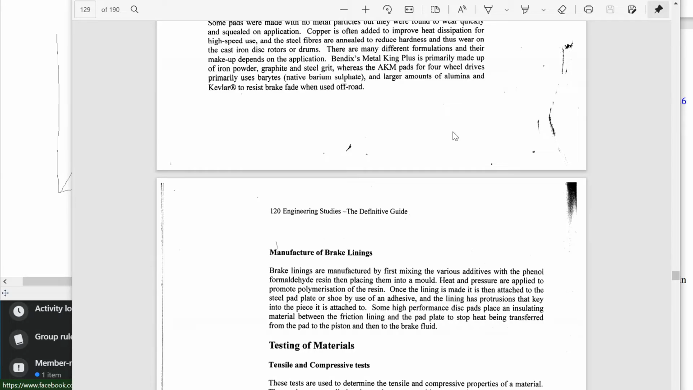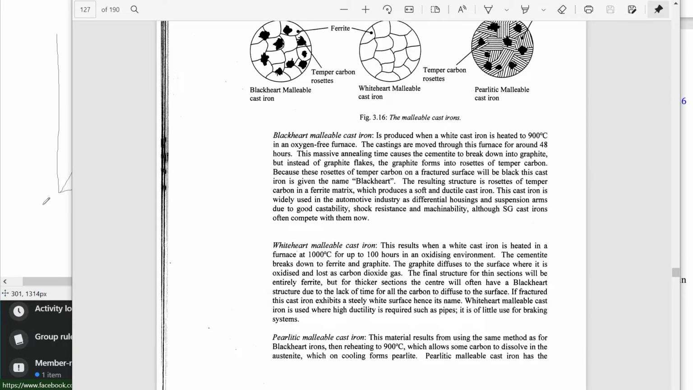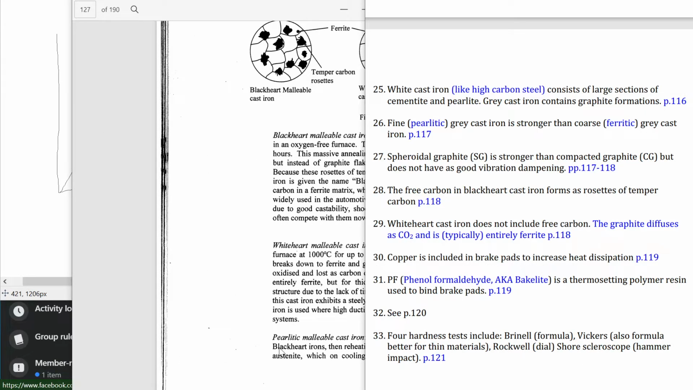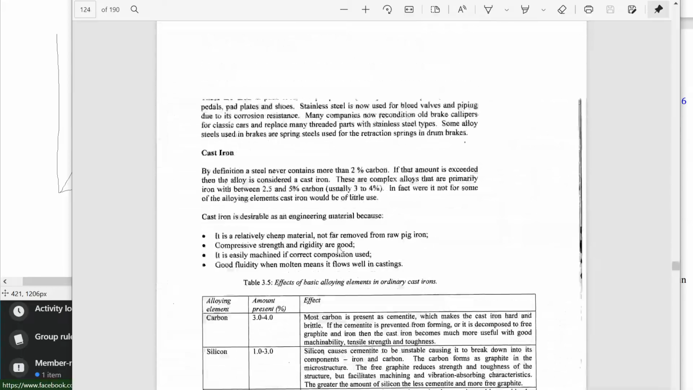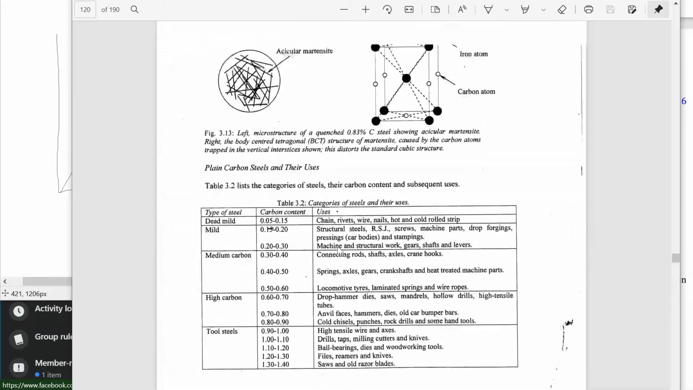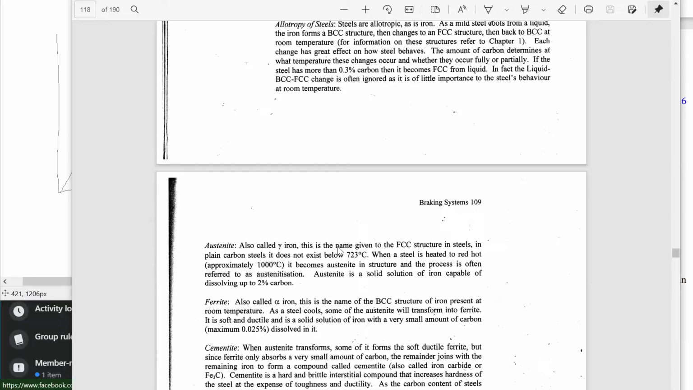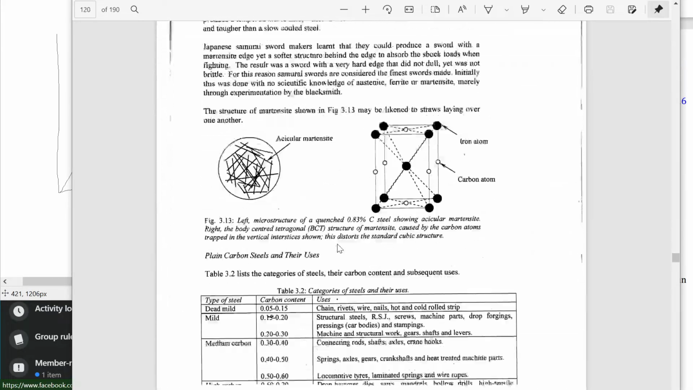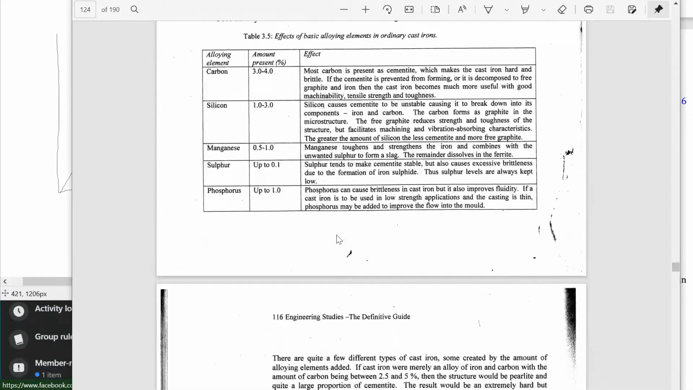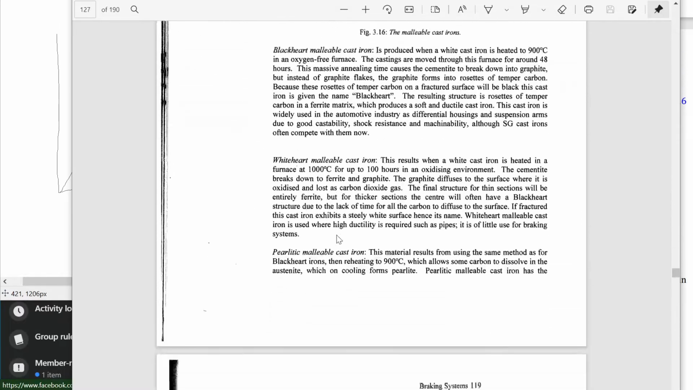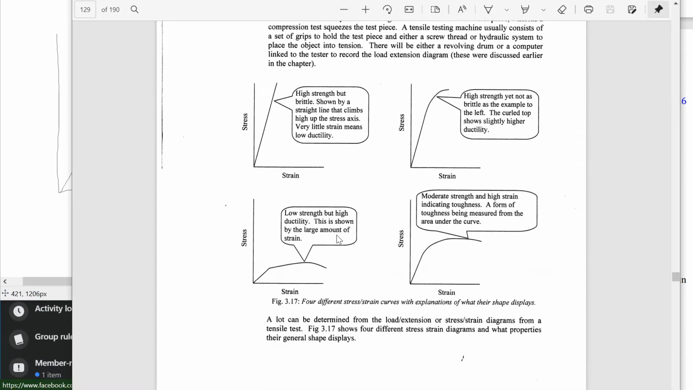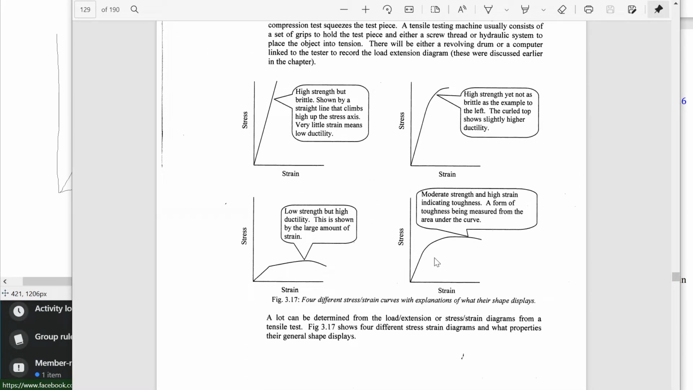What page was I looking for? 120. I've gone too far. Got just too excited about things. Maybe I didn't go too far. I was looking at the wrong page numbers. Here we go. This one is tough. This one is brittle.